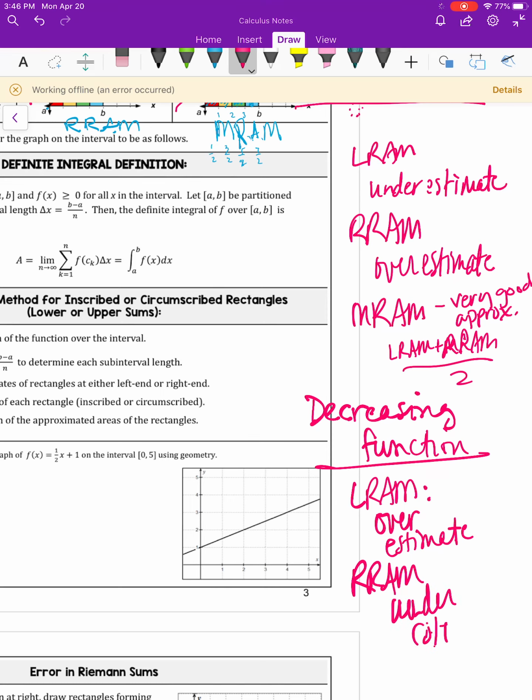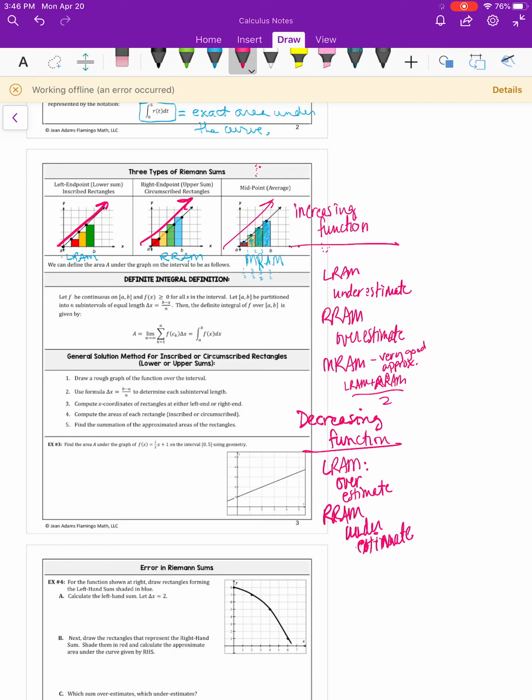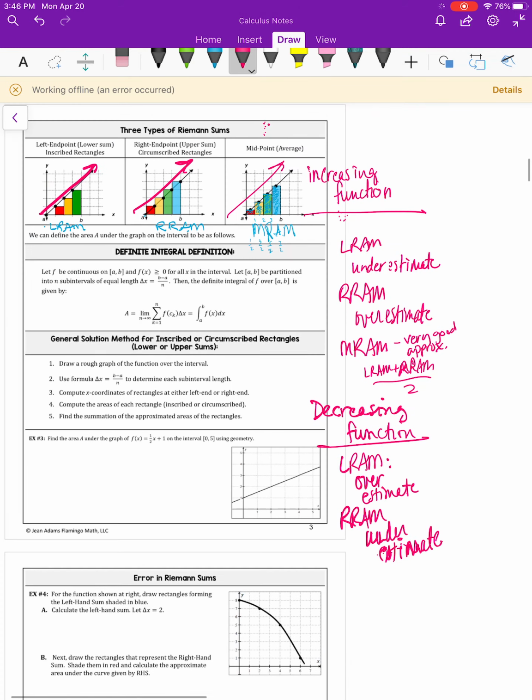When you have a decreasing function, your LRAM is an overestimate, and RRAM is an underestimate. So it just changes depending on what kind of function that is. And they will ask you questions like this quite a bit, about whether it's an overestimate or an underestimate.